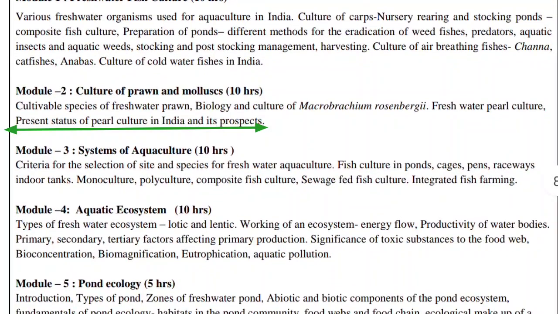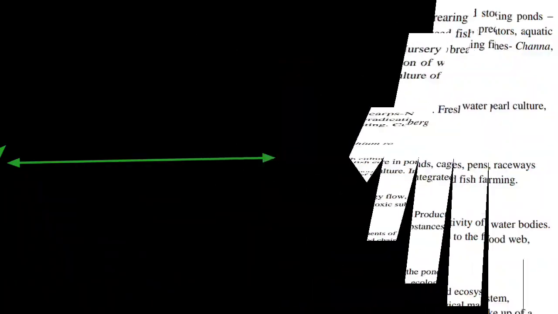Module 2, culture of prawns and mollusks. Cultivable species of freshwater prawn, biology and culture of Macrobrachium rosenbergii, freshwater pearl culture, present status of pearl culture in India and its prospects. Module 3, systems of aquaculture. Criteria for the selection of a site and a species for freshwater aquaculture, fish culture in pond, cage, pen, raceways, indoor tank, monoculture, polyculture and composite fish culture, sewage-fed and integrated fish farming.